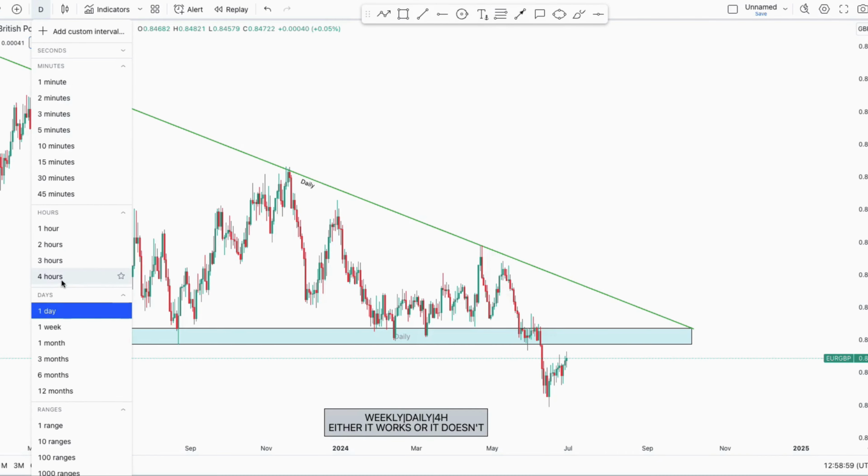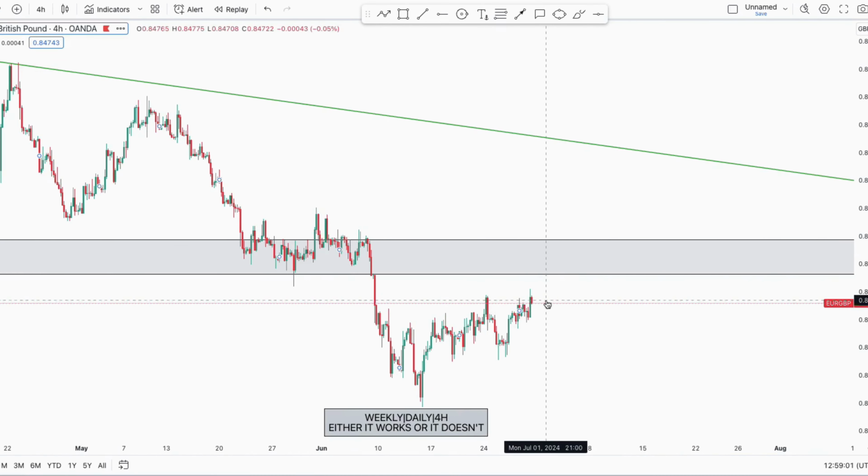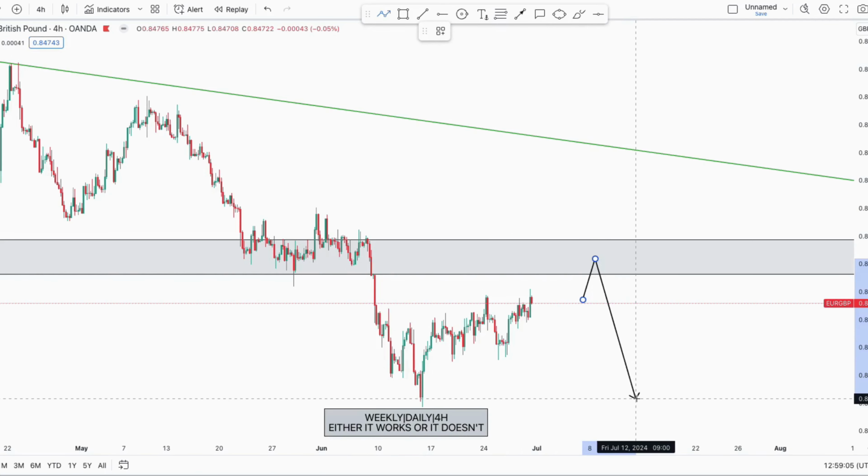So on the 4 hour this week, we're going to be looking for an opportunity for price to come back into this area and reject, and enter a short position back down to the downside. So that is what I'm looking at right now for Euro, Great Britain Pound going into this week.